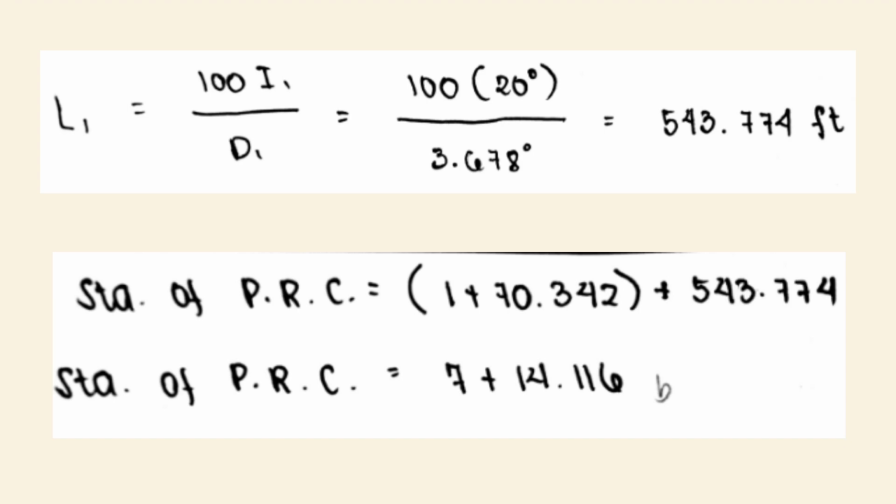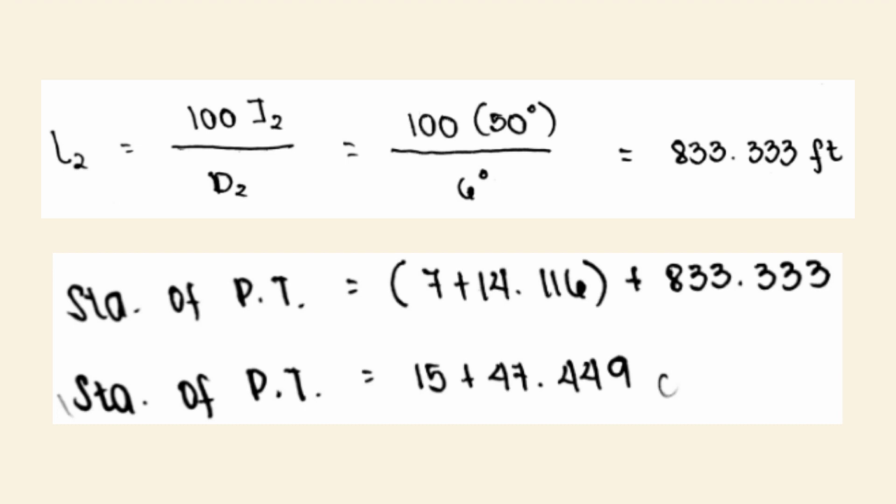Next, in the English system, L would be computed as 100 I over D. Substituting values, our L sub 1 would now be equal to 543.774 feet. The value of the stationing of the PRC is simply the stationing of PC plus the value of L sub 1. So it is 1 and 70.342 plus 543.774. The stationing of PRC would now be equal to 7 and 14.116.